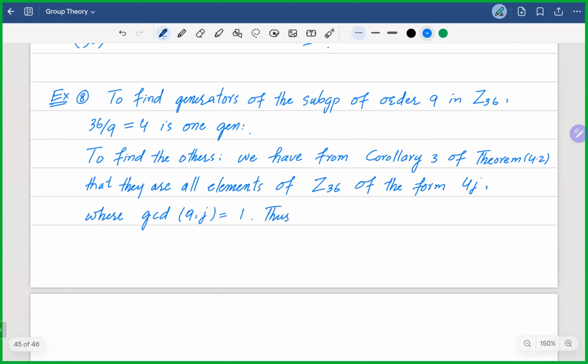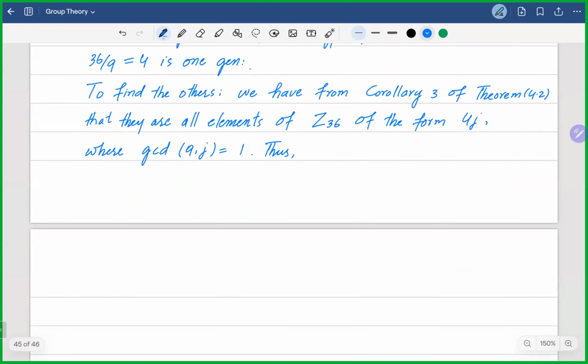So thus you can write that will be 4 into 1, which is also 4 into 2, which is also 4 into not 3 but 4, which is also 4 into 5, is also 4 into 7, and 4 into 8. Now okay, perfect.